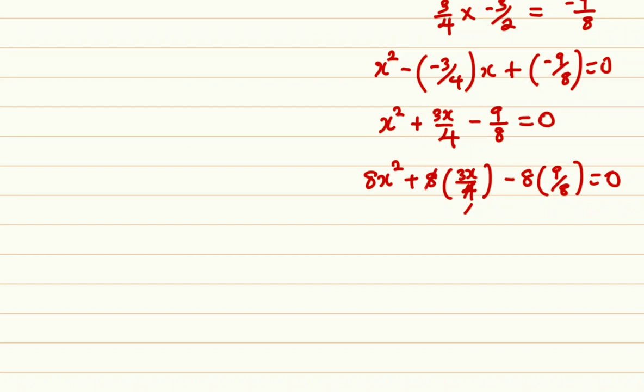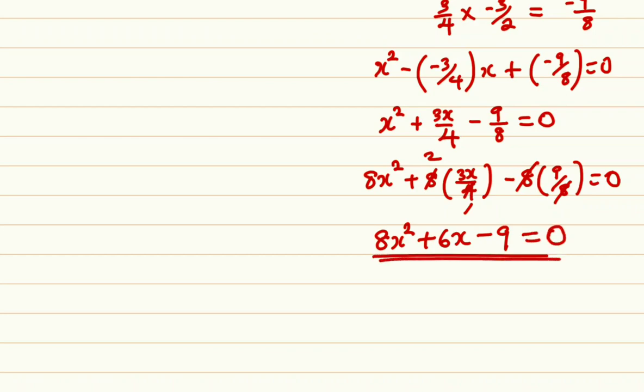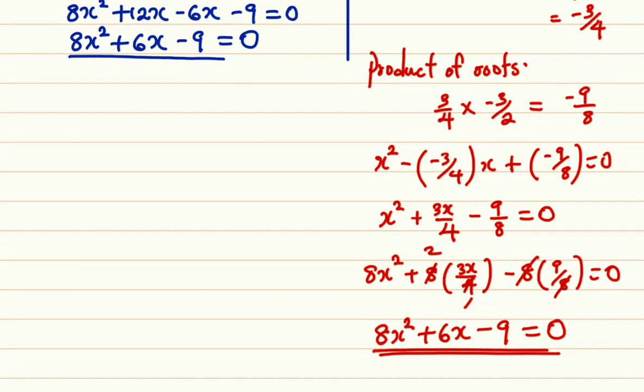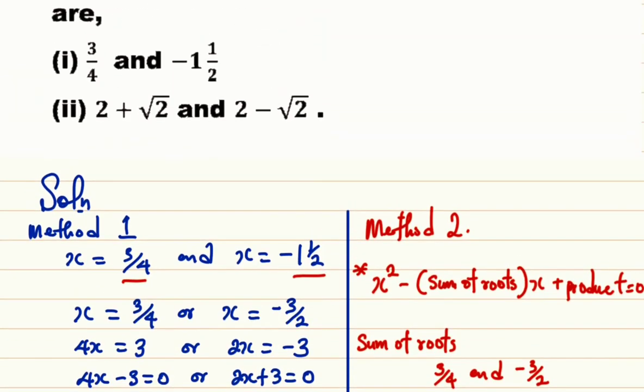So here 1 and here 2, of course here we cancel, so I'm going to have 8x squared, then 2 times 3x, plus 6x, then minus 9 is equal to 0. Now the same thing you will find, you see them the same. All right, so therefore it means that we are correct. Then let's go for the second question.